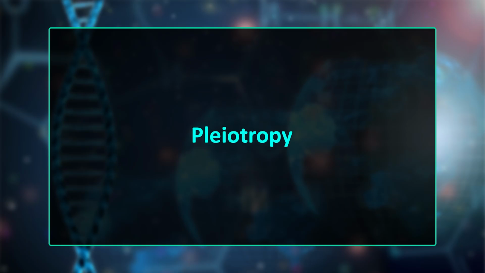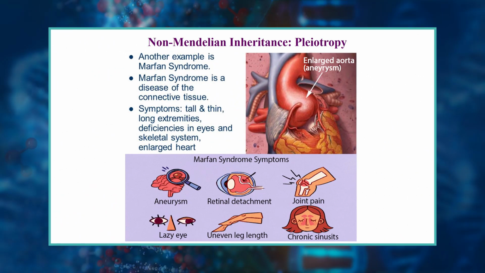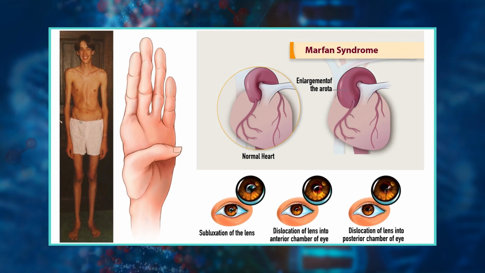Dear students, let's now discuss pleiotropy. When one gene affects multiple characteristics, it is known as pleiotropy. For example, Marfan syndrome results in several symptoms such as very tall height, thin fingers, heart problems, dislocation of limbs, etc. These symptoms are not related directly but are caused by the mutation of a single gene.